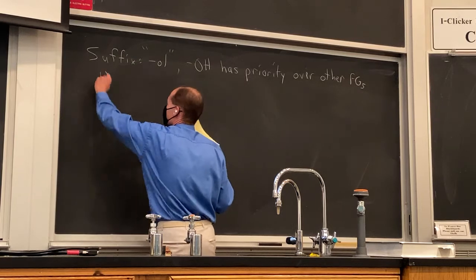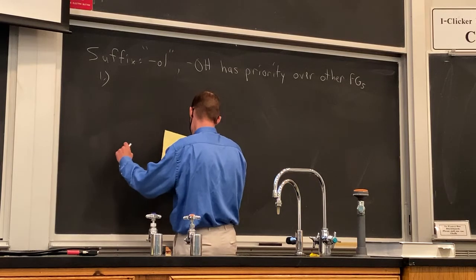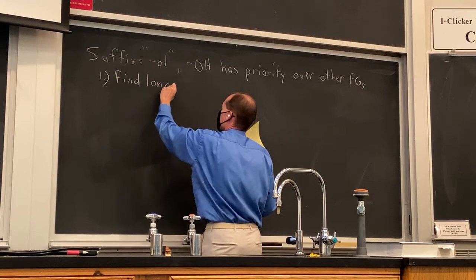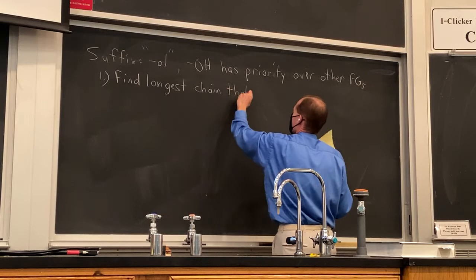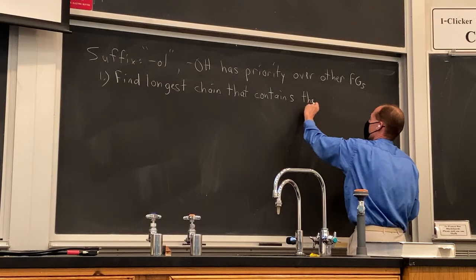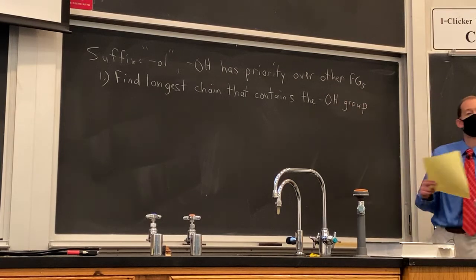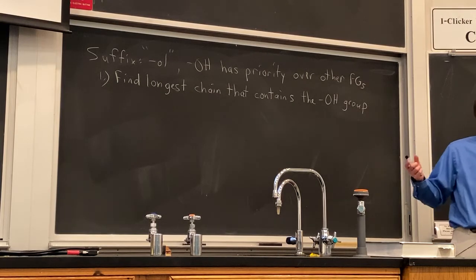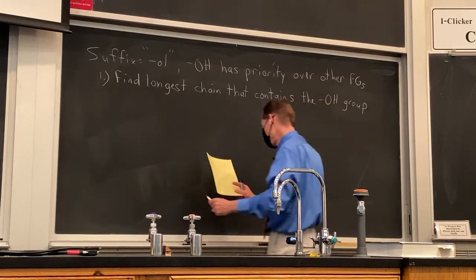So the three steps we're going to follow when we are naming alcohols, we're going to find, first of all, the longest chain that contains the OH group. So what that means is that the carbon that the OH is attached to has to be part of the chain. It can't be part of a substituent. So it might not be the longest overall chain in the molecule. Okay?